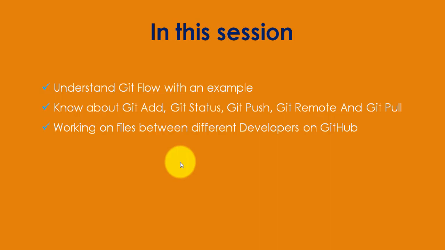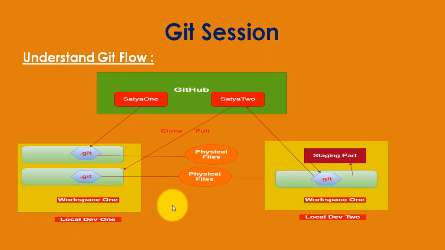That is the Git flow diagram with an example, how to understand the Git flow, and let's check some commands: Git Add, Git Status, Git Push, Git Remote and Git Pull. Also working on multiple files by different developers on GitHub. So let's first describe how to understand the Git flow.